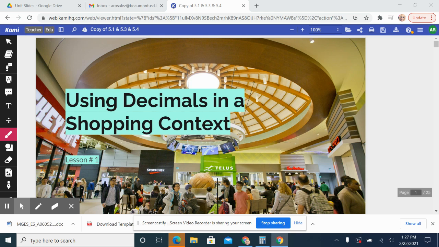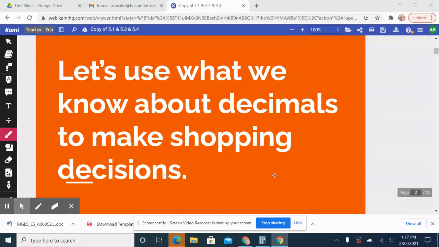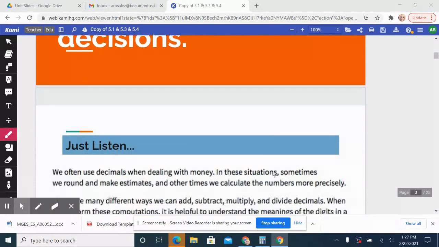Okay, so today we're going to be doing 3 sections. There will be 5 pages of notes that you guys turn in, so just kind of be prepared for that. We're going to be using decimals in a shopping context, and we're just going to be practicing adding and subtracting decimals. That's kind of what I made the lesson about. So let's use what we know about decimals to make shopping decisions.